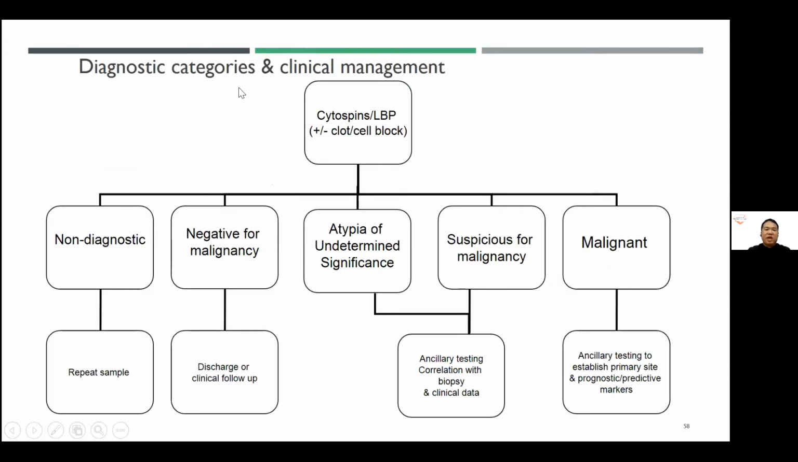This is the diagnostic category system with five categories: non-diagnostic, negative, AUS, suspicious, and malignant. After classifying into a specific category, for non-diagnostic we need to repeat the sample, for negative for malignancy we discharge or do clinical follow-up. For AUS and suspicious, we need to do ancillary tests to confirm, with biopsy or clinical data. And for positive, we need to do ancillary tests, especially molecular tests for specific tumors.